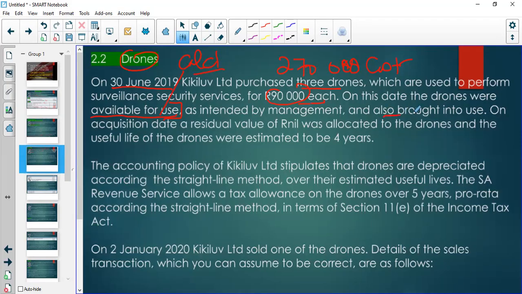Then you start calculating your depreciation. Then on the date it was brought into use, you can start calculating tax allowances or wear and tear, where the asset qualifies for that wear and tear allowance. So according to SARS, we can deduct allowances when the asset is brought into use. According to accounting standards, we begin our calculation of depreciation when an asset is available for use as intended by management. We don't have to wait until the asset is brought into use. And we are told that the useful life is 4 years.